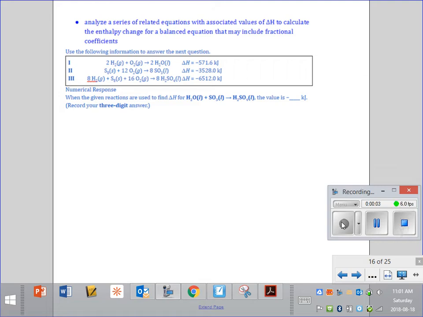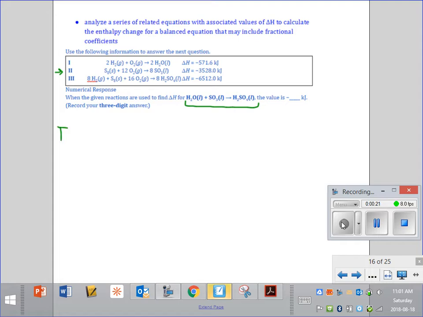All right, so we're analyzing a series of related equations with their delta H values to figure out the enthalpy change for a balanced equation with fractional coefficients. So we have in our context box here the equations that we're going to use to get our overall reaction down here and then figure out its delta H value.